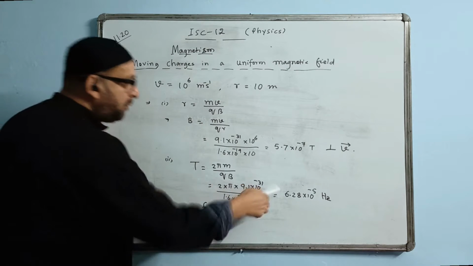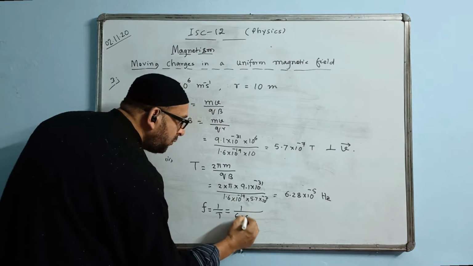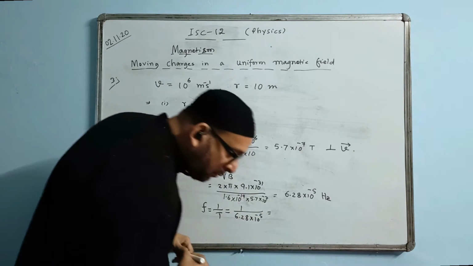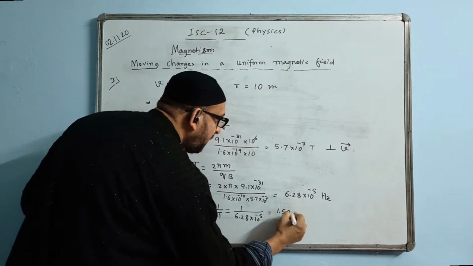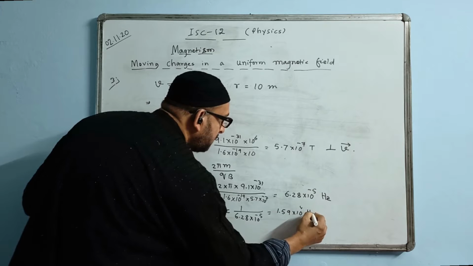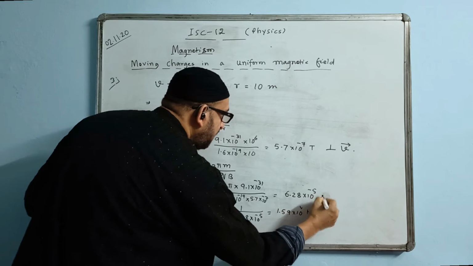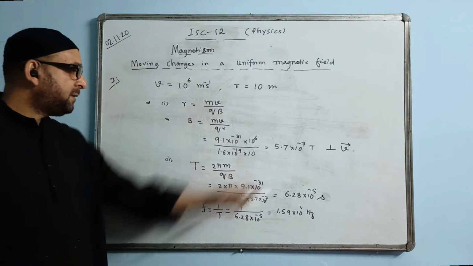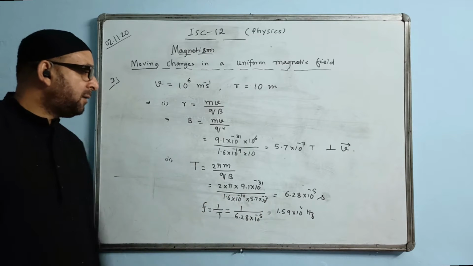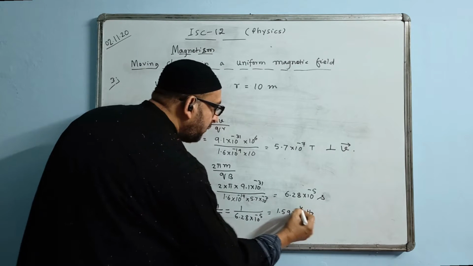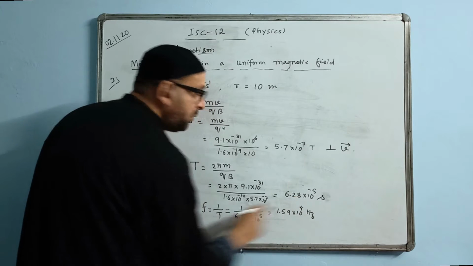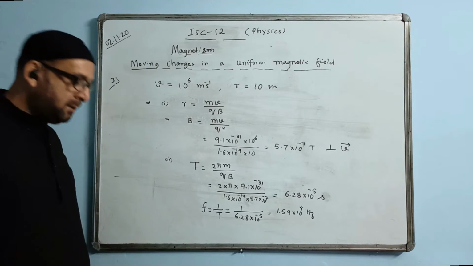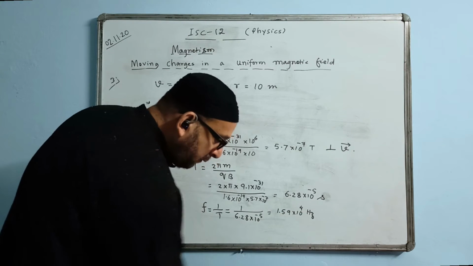f is 1 by T, 1 upon time period, right? 1 upon this value, 6.28 into 10 to the minus 5. Calculate the answer. The answer will be 1.59 into 10 to the power of 4 hertz. So the time period unit is seconds, and the frequency unit is hertz. You can check the calculation using a calculator. The answer will be like this. This problem is also solved.